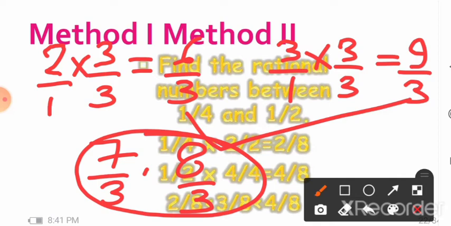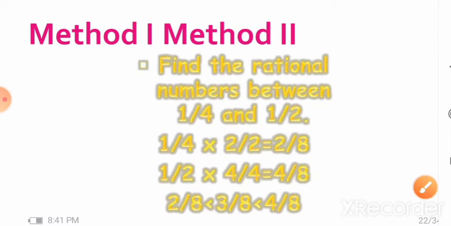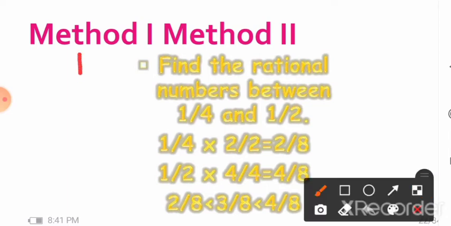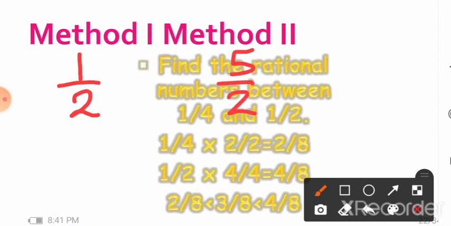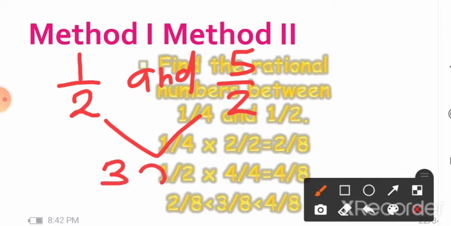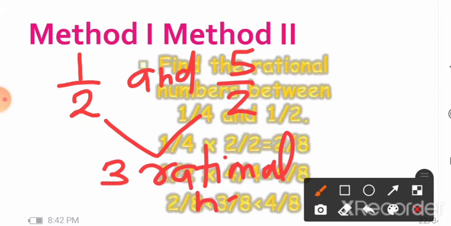But this method is useful only if the denominators are equal. In this case, the denominators are equal. Take another example in which the denominators are equal. It's your homework. The numbers given are 1 by 2 and 5 by 2. Calculate three rational numbers between these numbers. It's your homework.